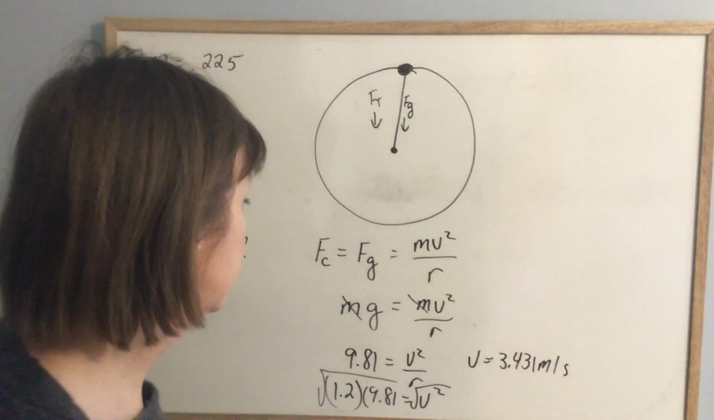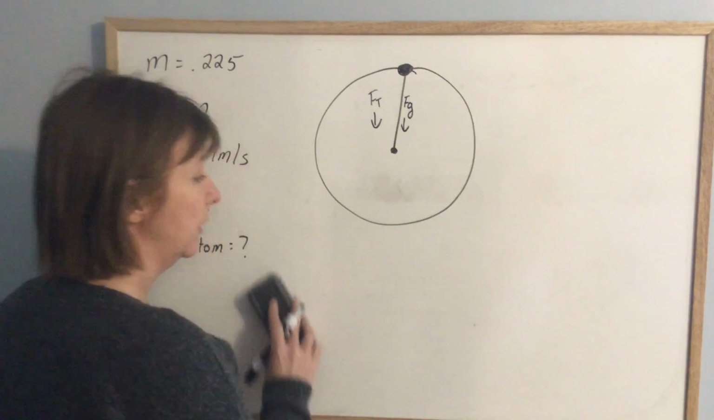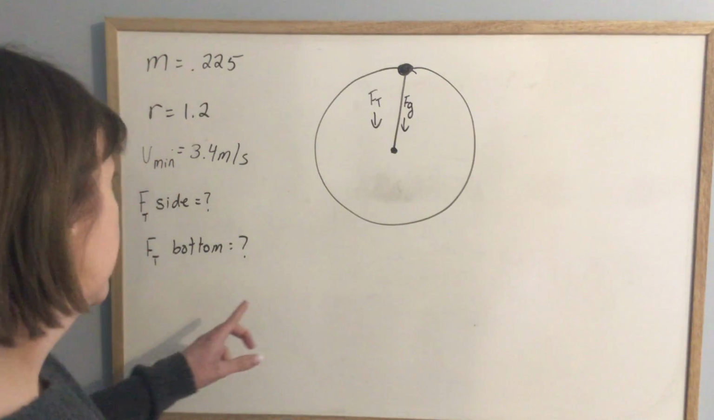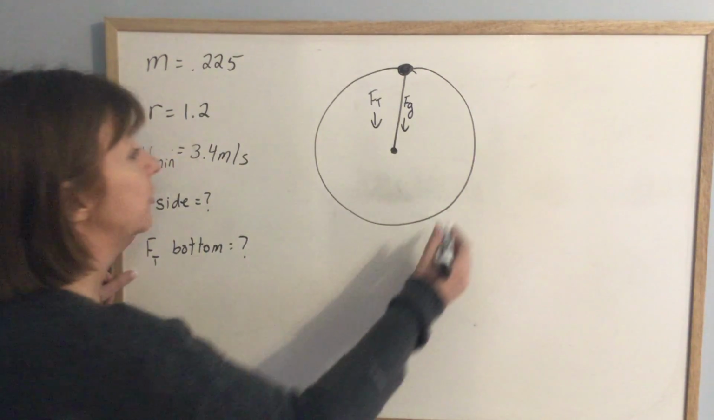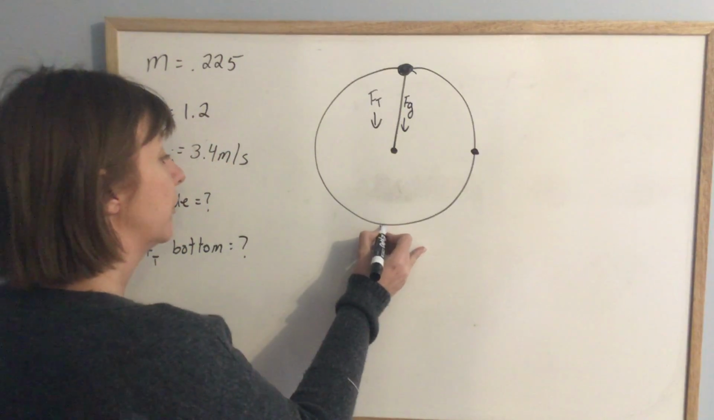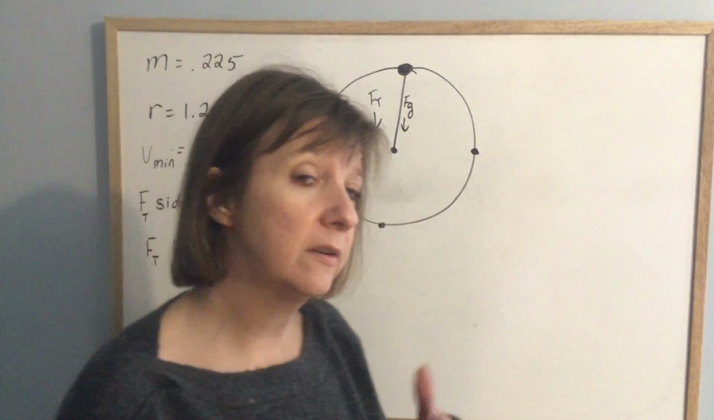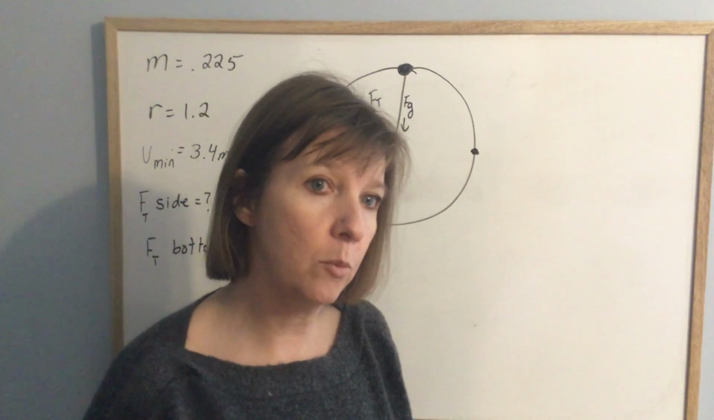So the next part of the question asks me 2 things. It asks me, what is the force of tension when the yo-yo is at the side? And what is the force of tension when the yo-yo is at the bottom? So we need, again, to kind of look at what's going on here.